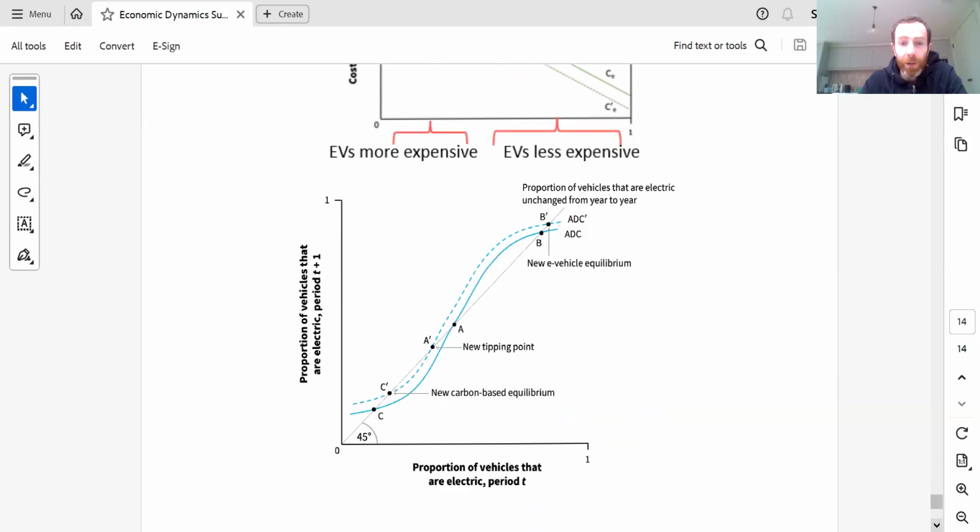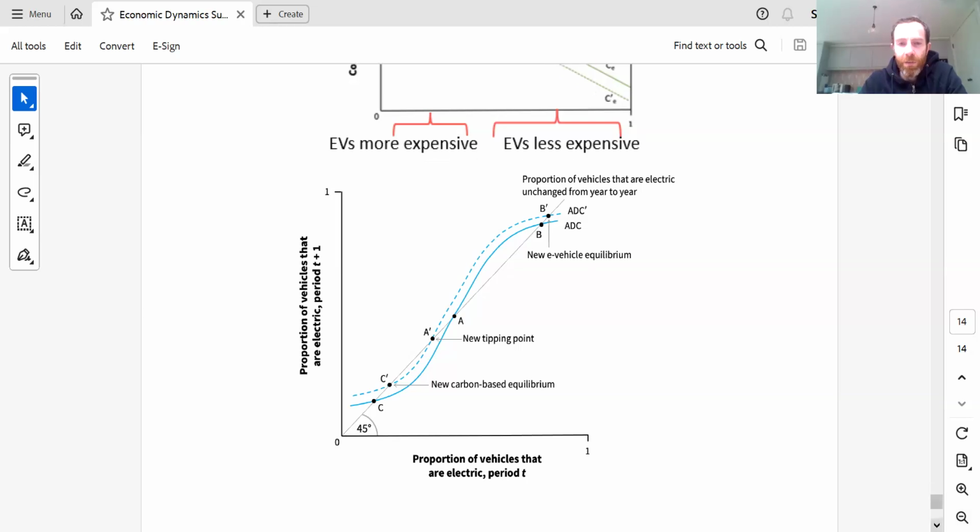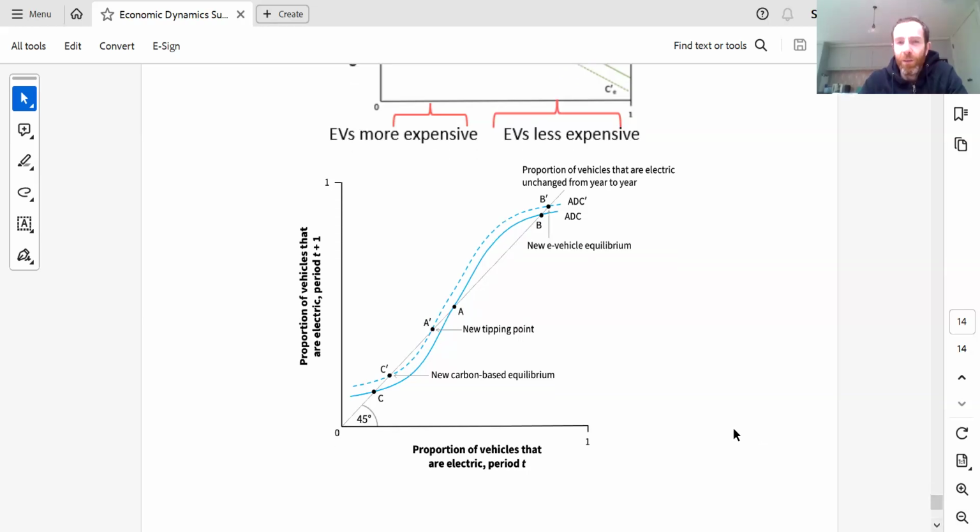And so what we're hoping is that this is what's happening, that the adoption dynamics curve is shifting upwards, and that we are getting the new carbon-based equilibrium closer to the tipping point, which means a smaller shock is required to get us up here. Or if the adoption dynamics curve shifted up enough, we wouldn't even need a shock, we would just immediately start moving towards the electric vehicle equilibrium. So that is the final use of these S-shaped dynamics curves. And that is where I will leave it for this unit.